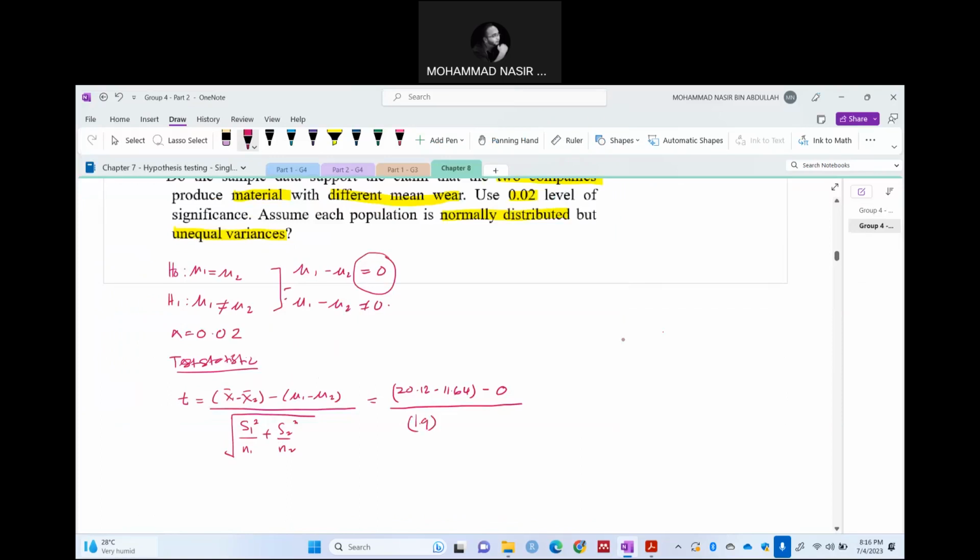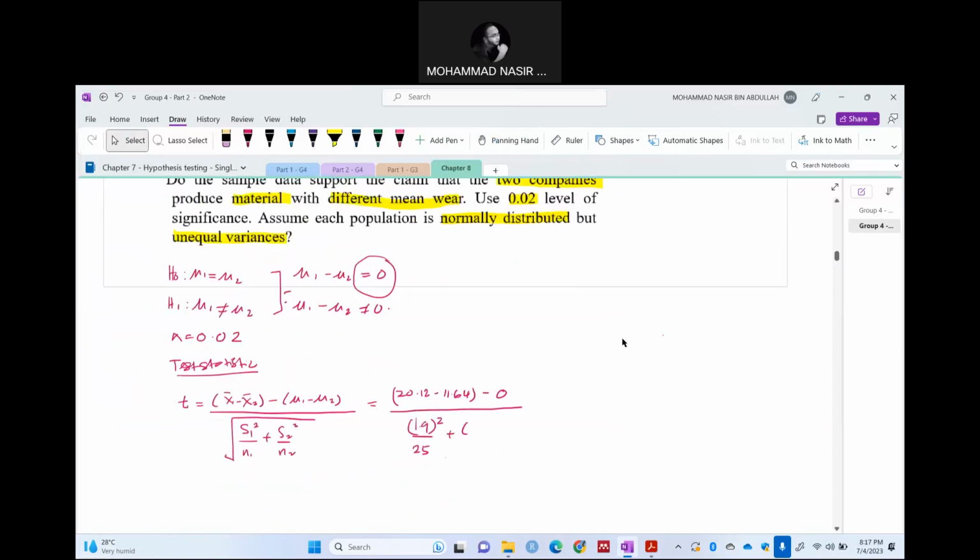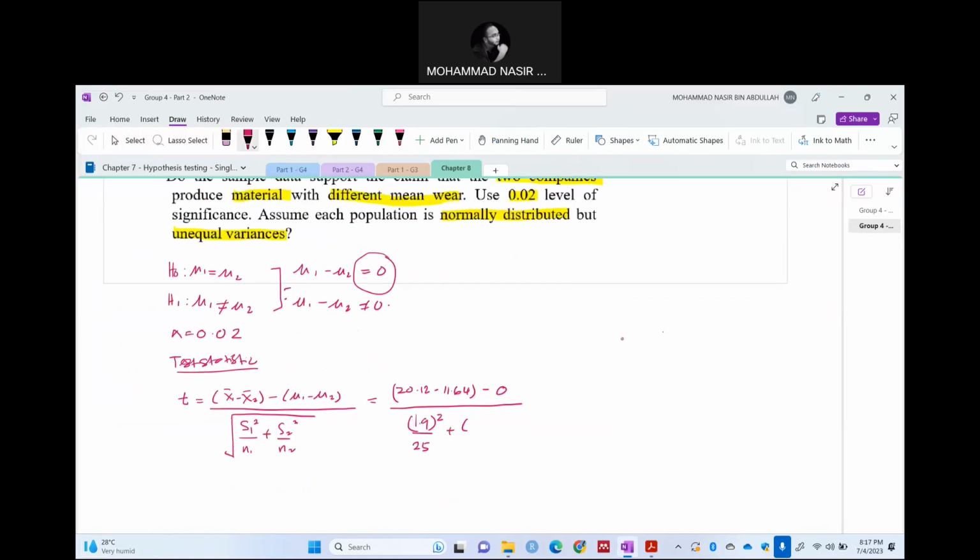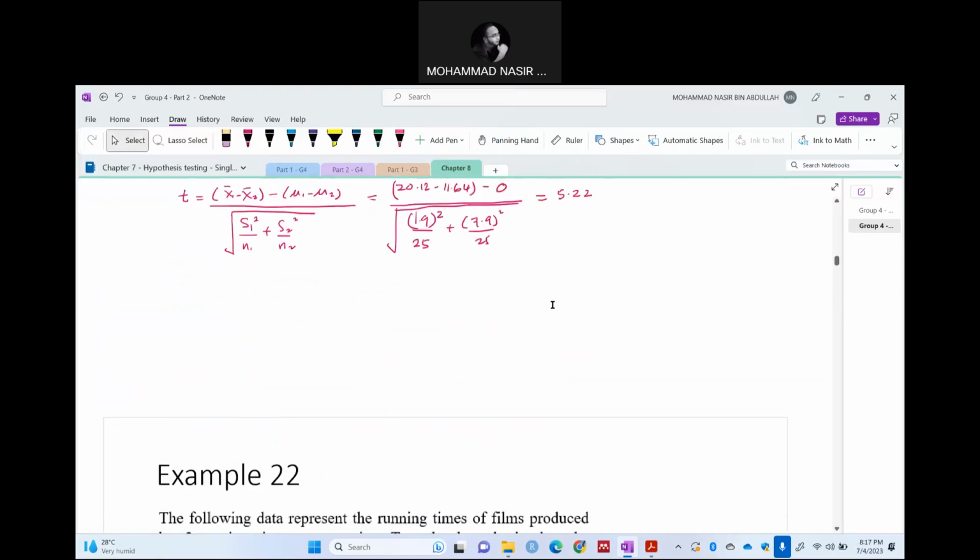1.9 squared divided by N1 is equal to 25. Another one, 7.9 squared divided by 25, and we take the square root. So this should be equal to 5.22, right? 5.22. Right.